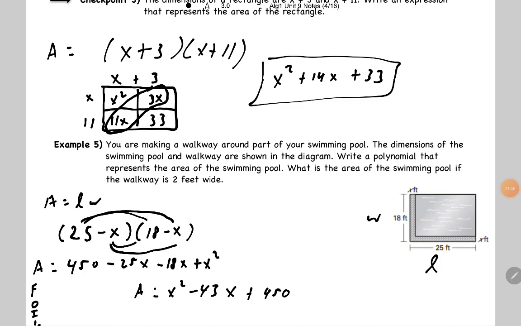Now they want to know, what is the area of the swimming pool if the walkway is 2 feet wide? So x equals 2, and we want to find the area. So 2 squared, which is 4, minus 43 times 2, plus 450. And this will give us 368 square feet.